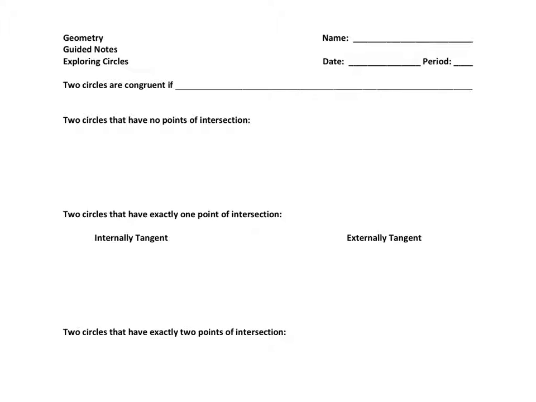So two circles are congruent if they have the same radius. Should make sense. If they have the same distance from the center to the outside, I can move them so they basically lay right on top of each other, so they would be the exact same figure.